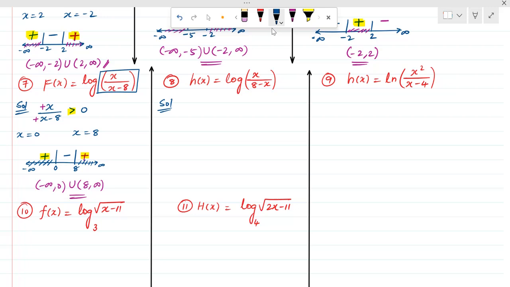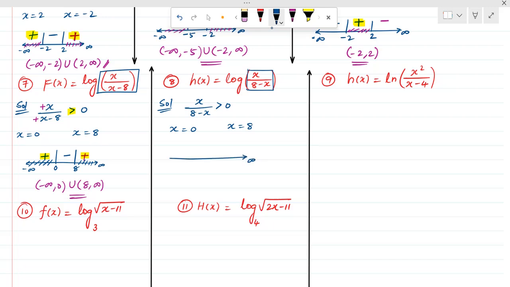Then h of x is equal to log of x over 8 minus x. Find the domain of the function. So I have to write it. This one must be more than 0. X over x minus 8 more than 0. What is the critical value? X equals 0, x equals 8 is the critical value.